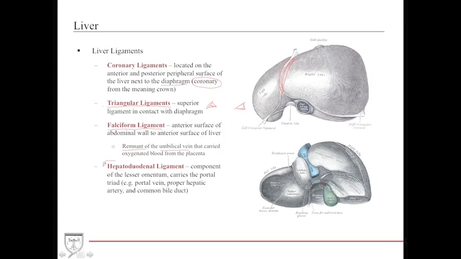The last one is the hepatoduodenal ligament. This is one of the components of the lesser omentum, the other one being the hepatogastric ligament. And this is what houses the portal triad, which is composed of the portal vein, the proper hepatic artery, and the common bile duct.